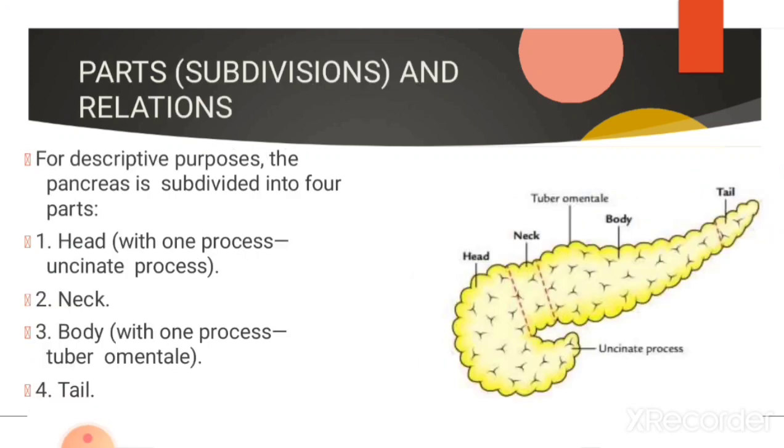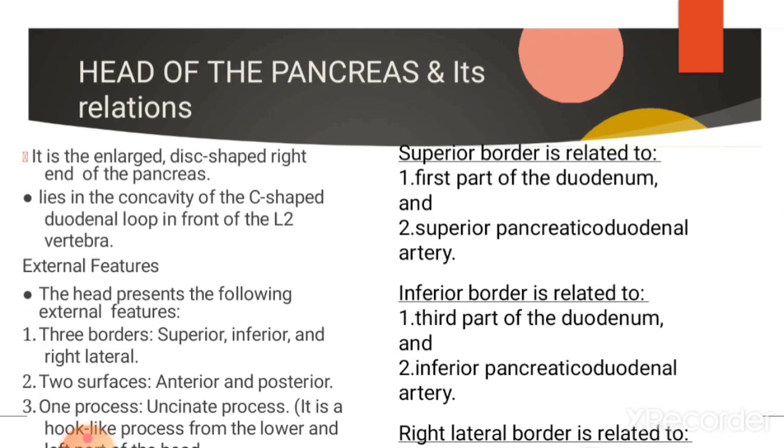Now the parts which we have discussed earlier in the slide: there are 4 parts of the pancreas, the head, neck, body and the tail. The head possesses one process known as the uncinate process, demarcated in this diagram. Now the relations of the pancreas: the head is enlarged, the disc-shaped right end of the pancreas, and it lies in the concavity of the C-shaped duodenal loop in front of the L2 vertebra.